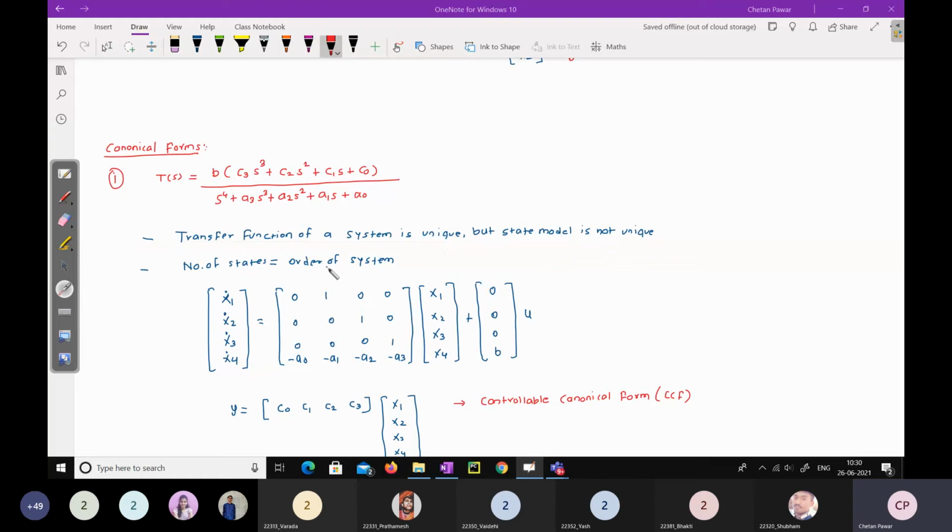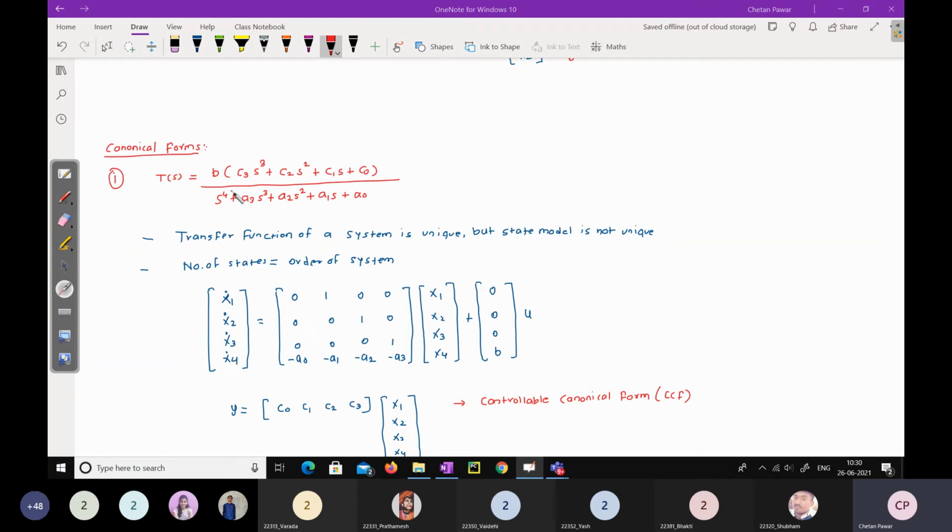As we know, the number of states is equal to the order of the system. So what is the order of the system? The order of the system is decided by the denominator. So what is the order? 4. So there are 4 variables: x1, x2, x3, and x4.